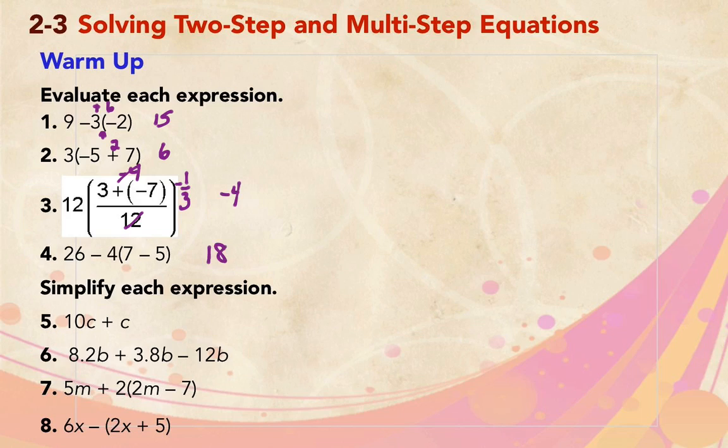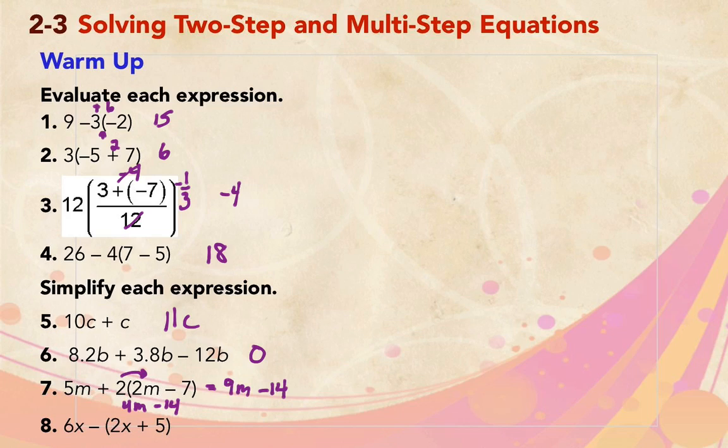Simplifying expressions here, you're just combining like terms. Number 5, 10c plus c is going to be 11c. Number 6, you have 8.2b, 3.8b, and a negative 12b. They're all b, so you can just add up and subtract their coefficients. When you're finished with that, you come out to have the answer of actually 0b, which is 0. Number 7, I hope you distributed. Made this a 4m and a negative 14. Combining like terms here, 5m plus 4m, that's 9m. And then the negative 14 is just going to tag along.